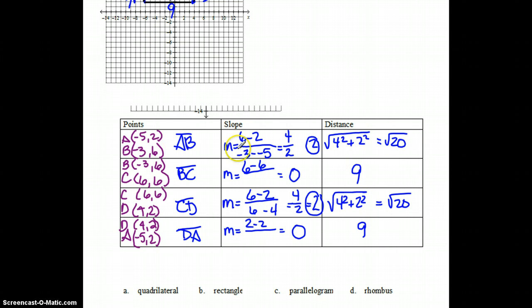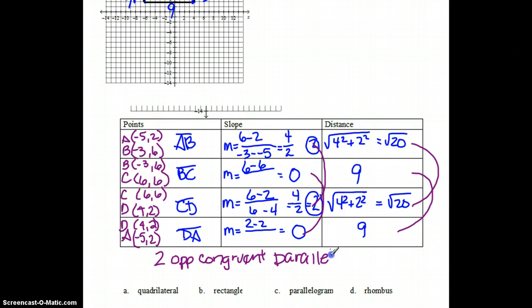So, if I look at this, I have one pair of opposite sides that's equal, another pair of opposite sides that are equal, I have a pair of opposite sides that are parallel, and a second pair of opposite sides that are parallel. So, in this kind of a problem, I have two pairs of opposite, congruent, and parallel sides, which means that our answer down here is going to have to be C.